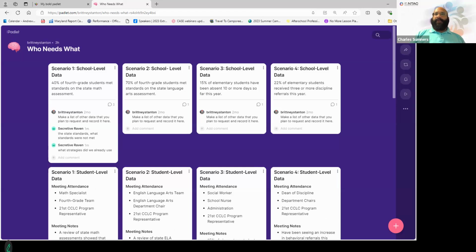Oh, I'm sorry, Don. No, I thought I put the link in the chat. Here, I'll put it back in there. There we go. Yeah, it's a different Padlet than the one we were using the first time.